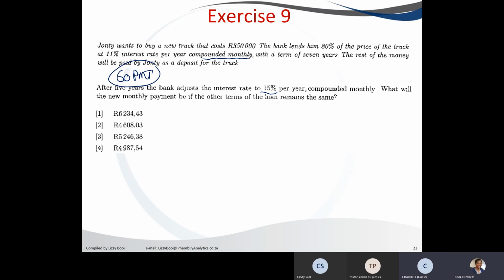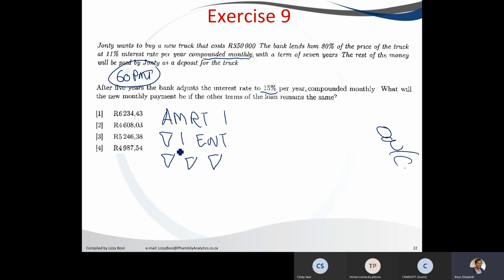You can press the on and off button. Sorry, press the on and off button, because I messed up on mine, and I guess on yours as well you would have messed it up. So let's go AMRT and then press 1 and then press down arrow, press 1 and then press ENT and then press down arrow, down arrow, down arrow, down arrow, and then press 60 and then press ENT and press down arrow and then 60, then ENT, and then tell me what you get.